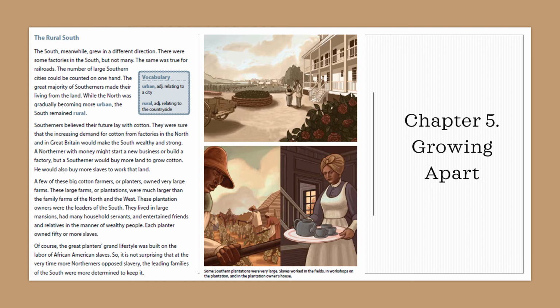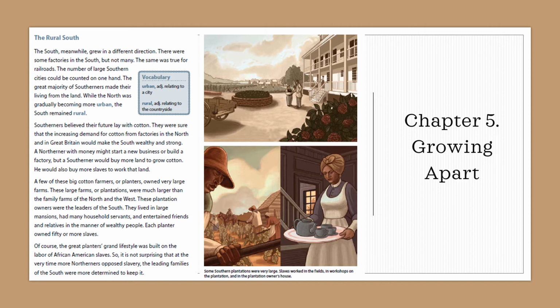Southerners believed their future lay with cotton. They were sure that the increasing demand for cotton from factories in the North and in Great Britain would make the South wealthy and strong. A Northerner with money might start a new business or build a factory, but a Southerner would buy more land to grow cotton. He would also buy more slaves to work that land.